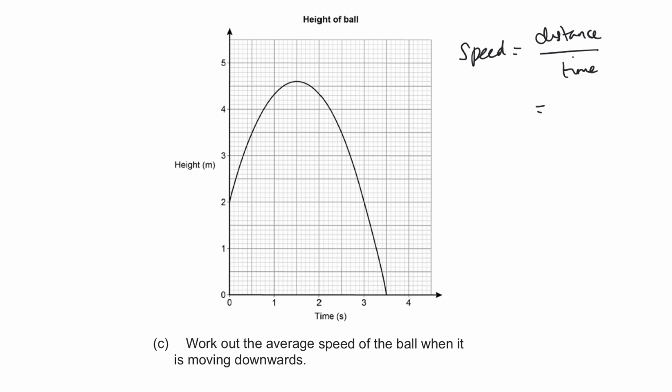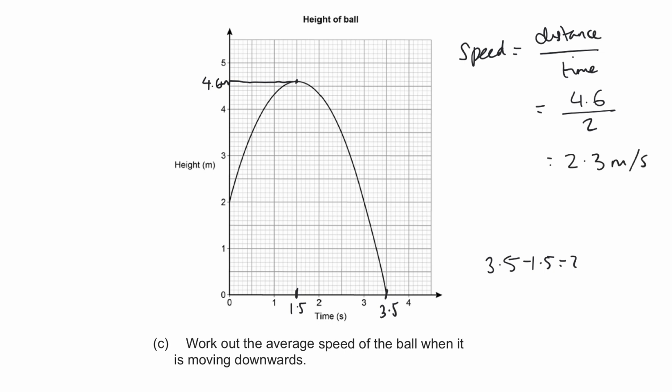We can see that the total distance when it's moving downwards starts off here, about 4.6 meters, and it's going back down to 0. So total distance is 4.6, then total time. Remember, it's starting at that 1.5, that instantaneous rest, and its end time is 3.5 seconds. So to work out the time of just it moving down, it will be the difference of 3.5 and 1.5, which would be 2. So you do 4.6 divided by 2, which leaves you with 2.3 meters per second.